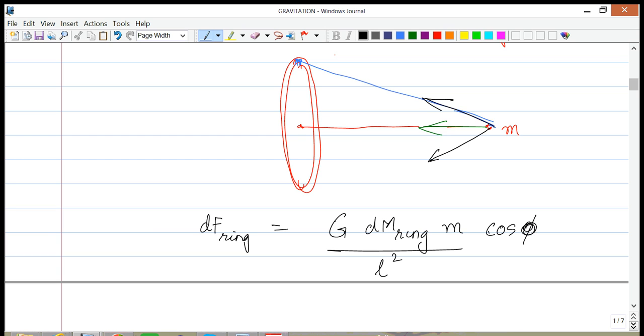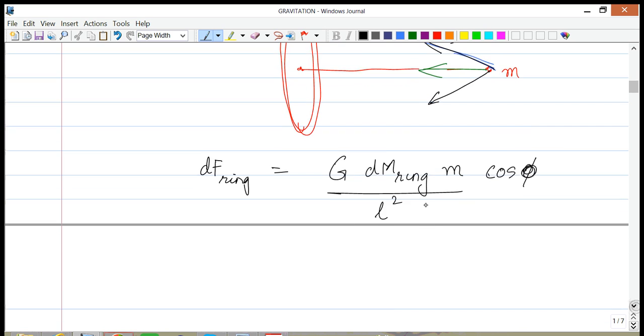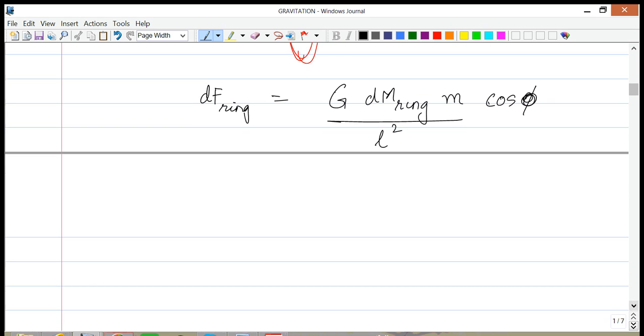Alright, so make sure that you understand this part, and once you understand this, the rest of the stuff is simply calculating the force correctly. Okay, now in order to figure all the rest of the stuff out, we need to first find what dm is, which is the mass of the ring.